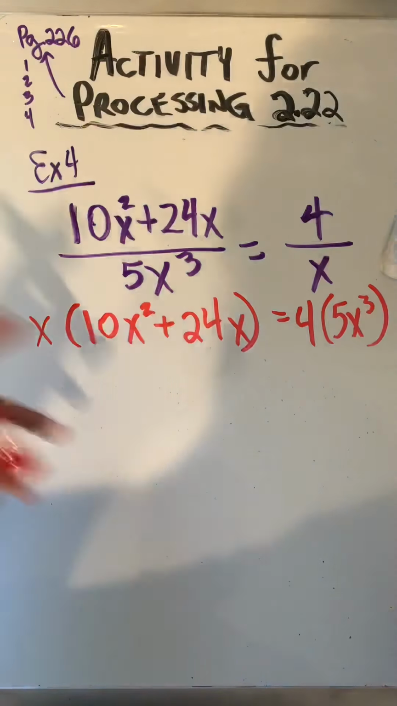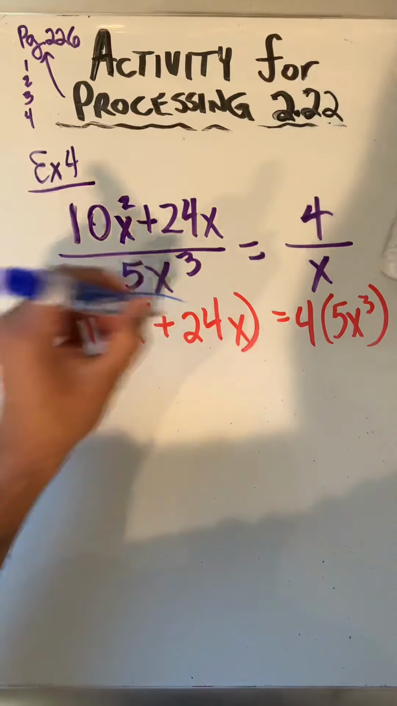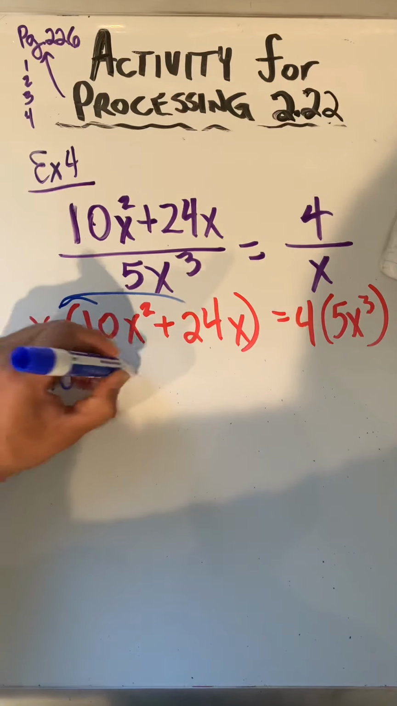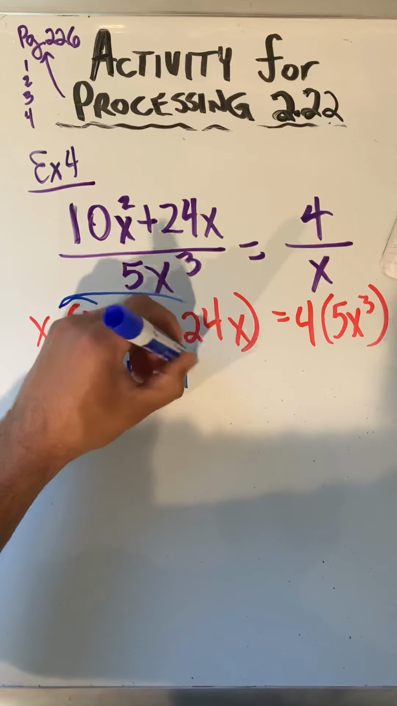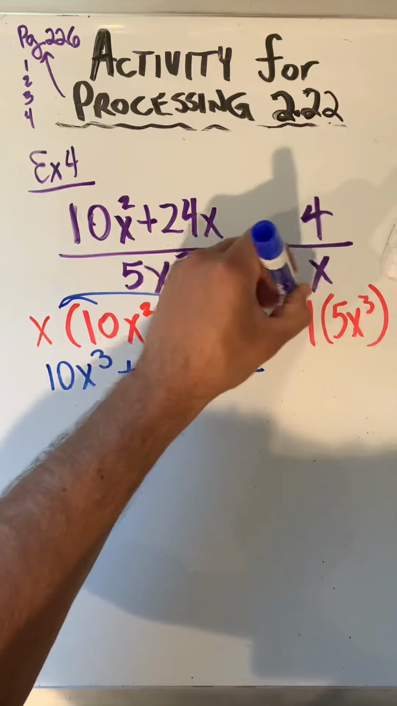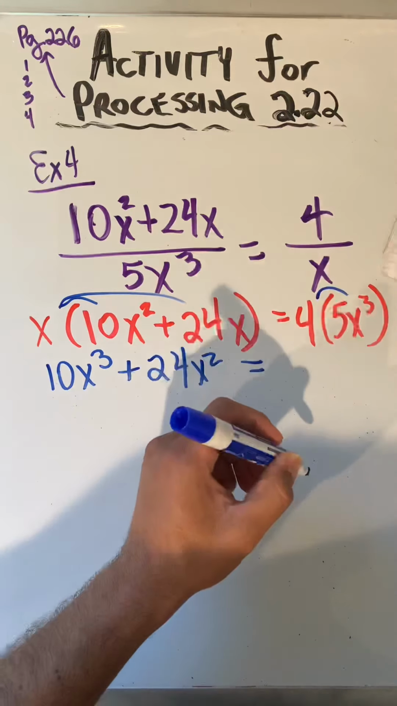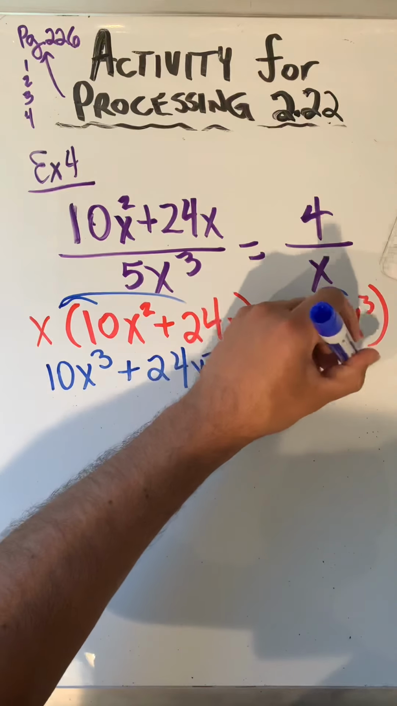Okay, now let's go ahead and apply that distributive property. Okay, so we're going to multiply x times 10x squared, which is 10x cubed. Next, we're going to multiply x times 24x, which is 24x squared. We're going to do the same thing over to the right side of the equation. Use the distributive property, monomial times monomial. We got 20x cubed. All right, cool.